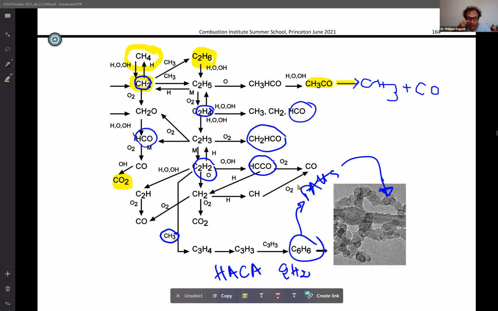Okay, so well, HACA is not the only mechanism which is responsible for the formation of this heavy material. Tomorrow we will have a look at some of the mechanisms which are involved. Residence time, yes, residence time will have an impact. So slow flow will most likely lead to a higher coke formation.